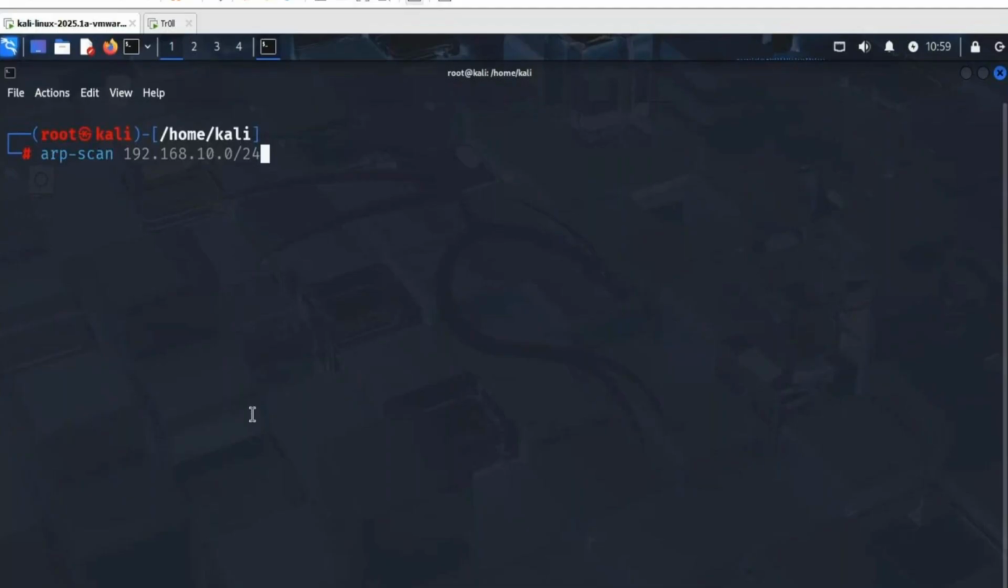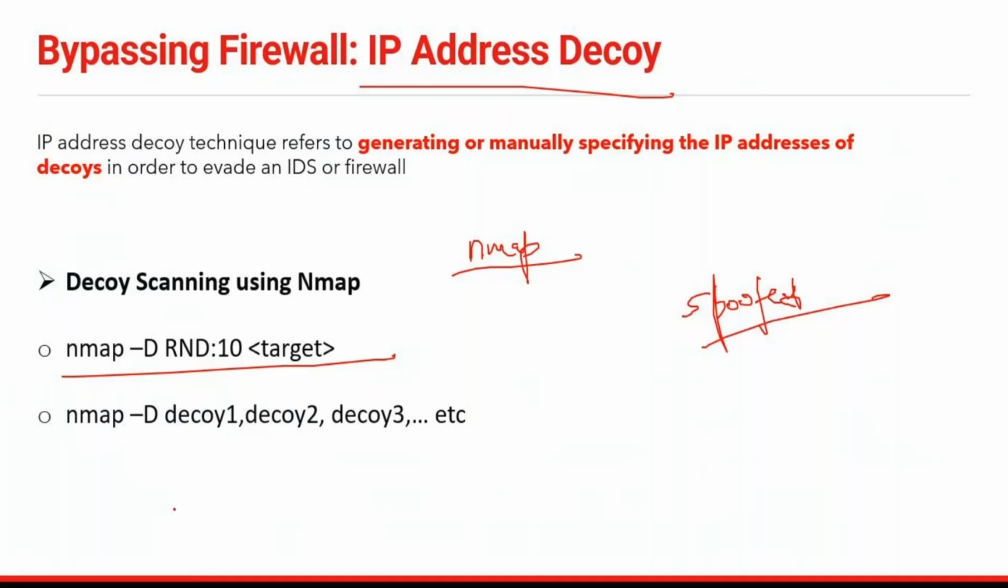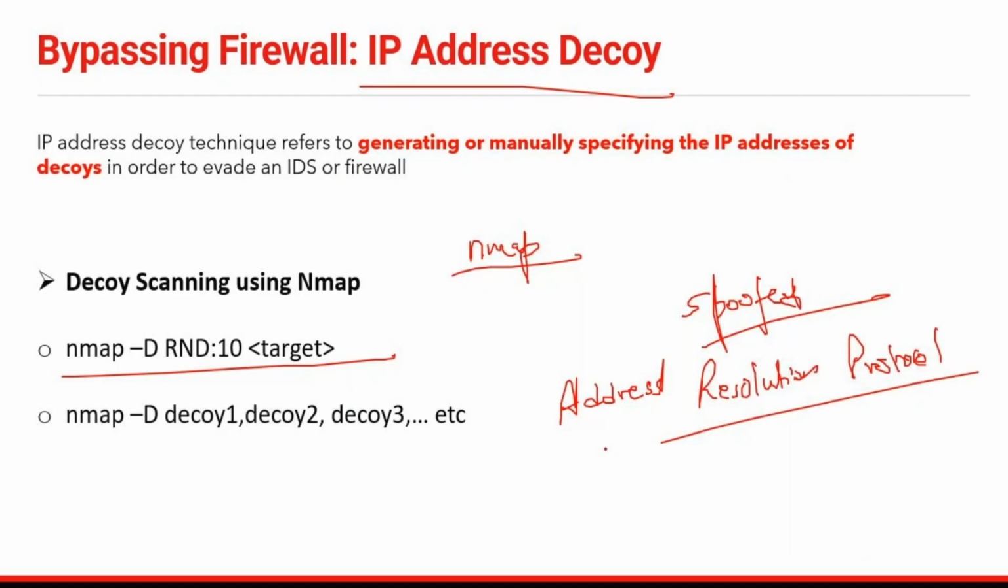Okay. For those who are not aware about ARP, ARP stands for Address Resolution Protocol, right? Now, when we are talking about Address Resolution Protocol, this is the protocol which is used for mapping or resolving the IP address to the MAC address, right?